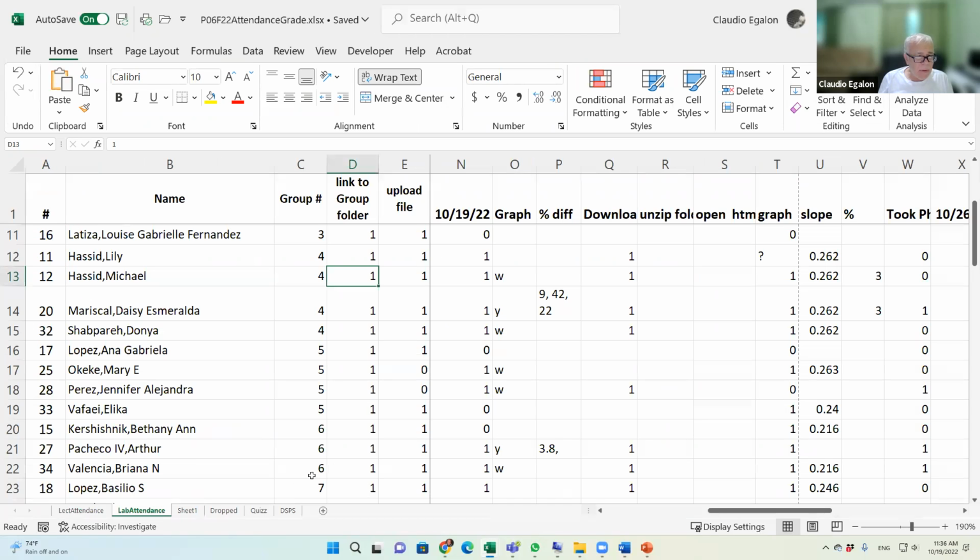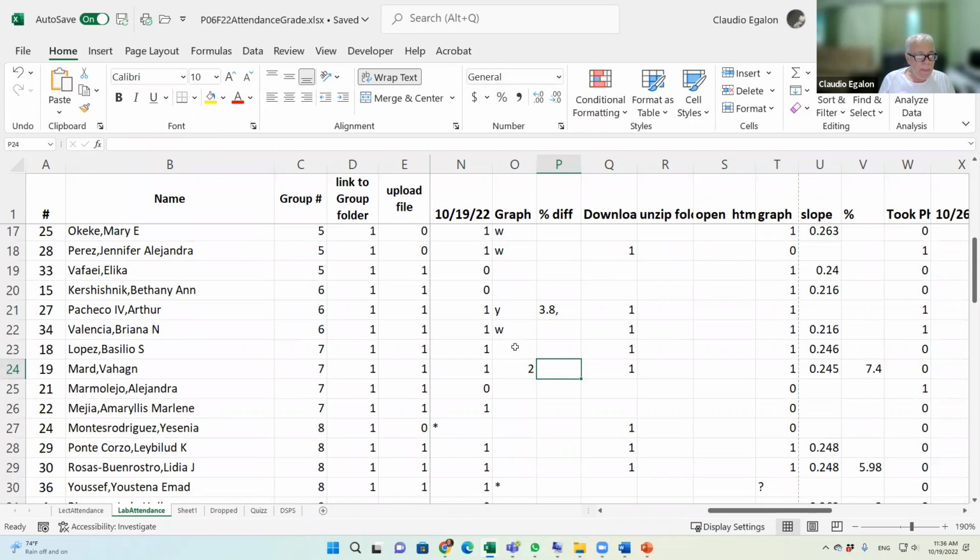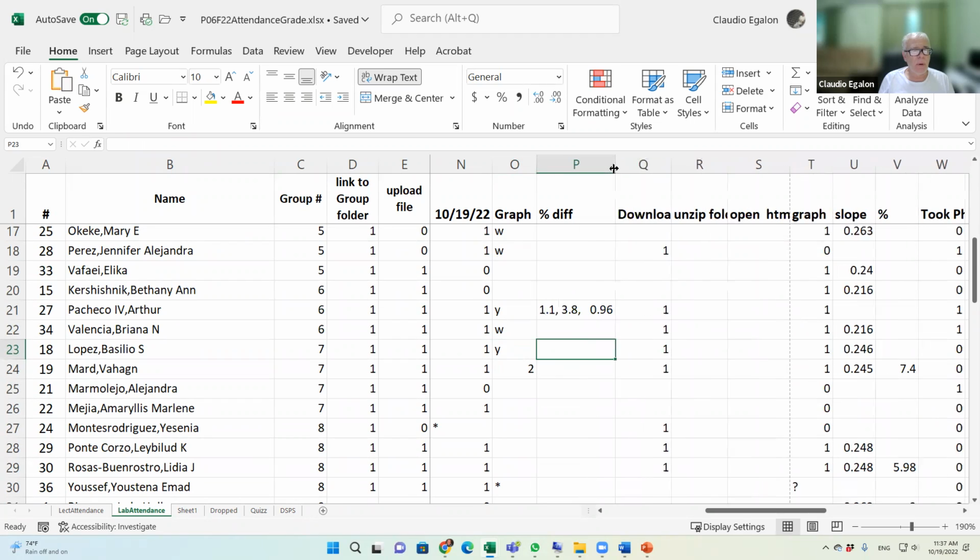Now let's go to the next student here. Let's see. Pacheco. And 96.96. Let's see, group number 7. Basilio, did you plot the 2 graphs, Basilio? Yes, what's the percentage difference you're getting for those graphs? Percentage difference for the slope, for the intercept, and the other slope.